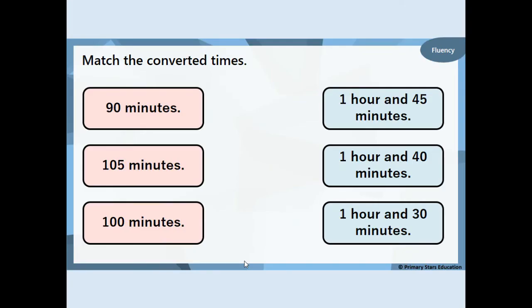Okay, what we're going to do again, in your workbooks or on your worksheets, can you please match the converted times? Now this time, you're matching the minutes to hours and minutes. Please have a go at it. Right, let's have a look. So 90 minutes is 1 hour and 30 minutes. 105 minutes is 1 hour and 45 minutes. And 100 minutes is 1 hour and 40 minutes. If you got that, well done.